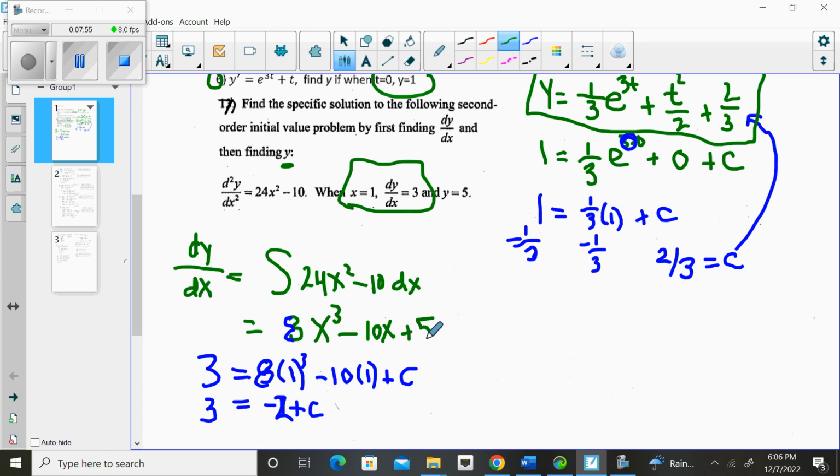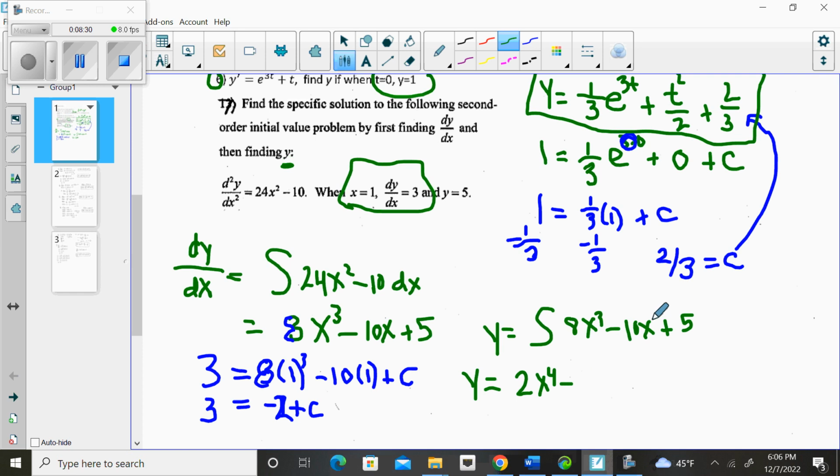Okay, so now I'm ready to find y. So y is the antiderivative of this, of the 8x cubed minus 10x plus 5. Okay, so again, this is very simple power rule. Increase the power by 1, divide by the new power. All right, let's see if I cannot make an arithmetic mistake this time. This becomes x to the 4th. 8 divided by 4 is 2. Okay, so 2x to the 4th.